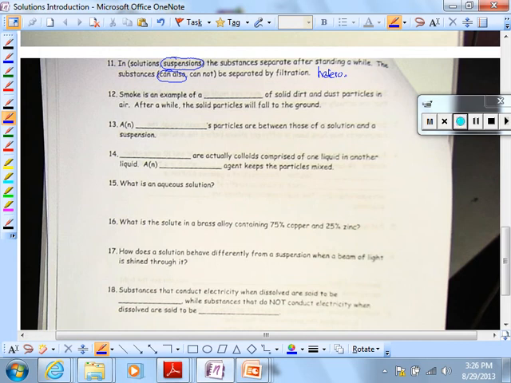All right. Smoke is an example of a suspension, okay, of solid dirt and dust particles in air. After a while, the solid particles will fall to the ground. So the key here is falling out. That is a suspension.